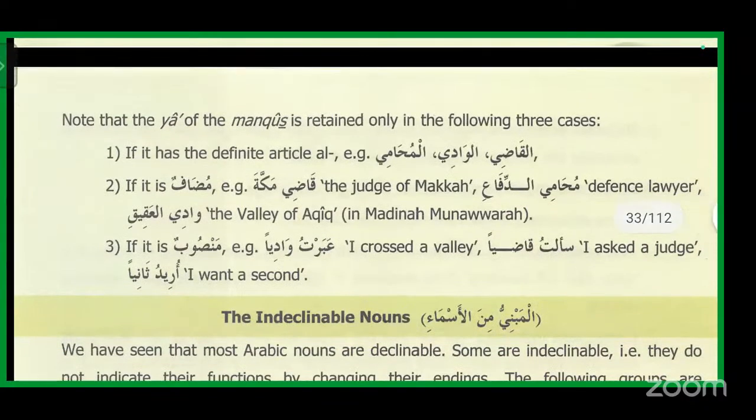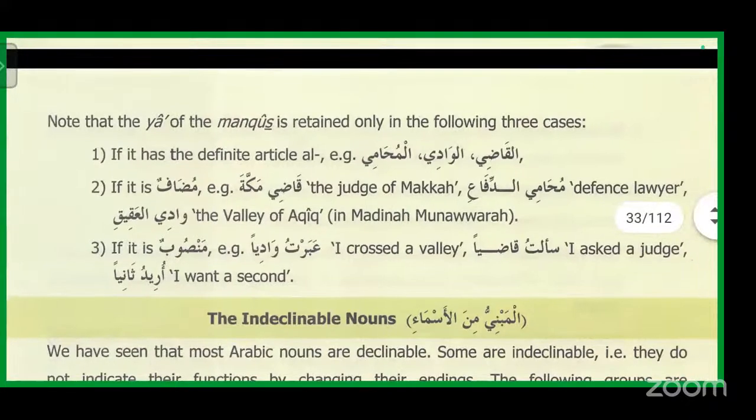Note that the ya of the manqus is retained only in the following three cases. Number one, if it has the definite article. Example: al-qadi, al-wadi, and al-muhami. Number two, if it is mudaf. Example: qadi Makkata, the judge of Makkah; muhami ad-difa', defense lawyer.